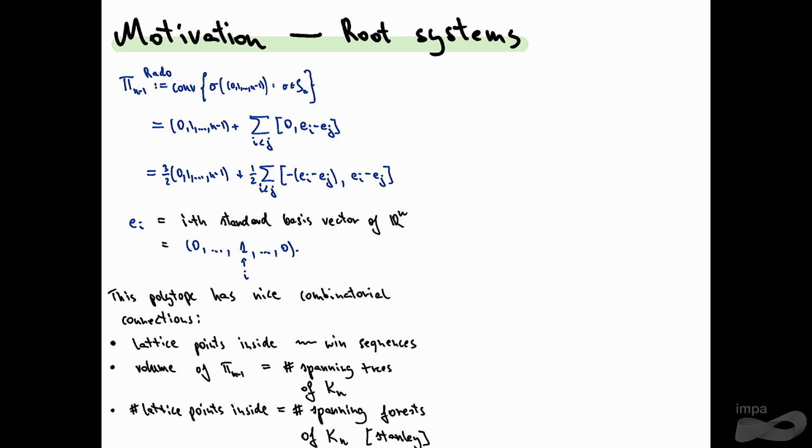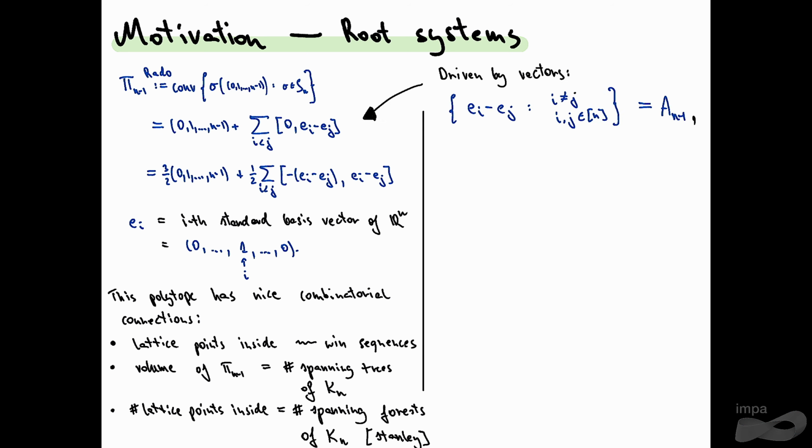And for this polytope, we know that integer points correspond to win sequences. But more than that, there are some nice combinatorial aspects that can be proved about it. The volume is actually just the number of spanning trees of a clique. And the number of these win sequences is just the number of spanning forests of K_n. So there's some nice combinatorics going on behind this permutahedron. Now when you look at this permutahedron, it's driven by these differences of basis vectors.